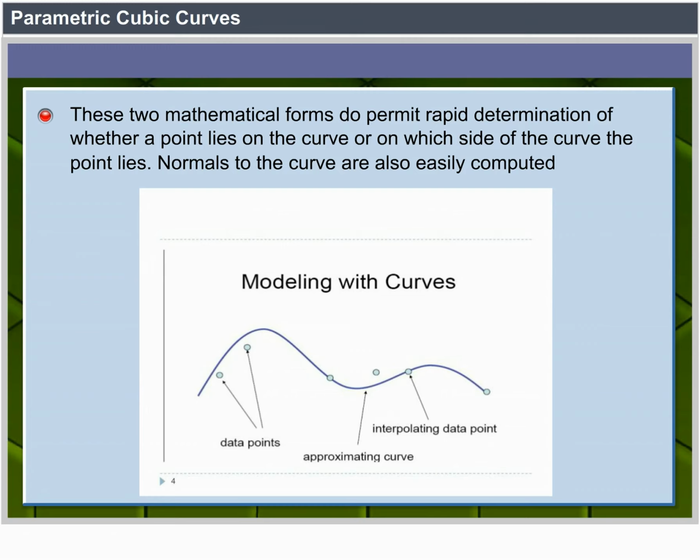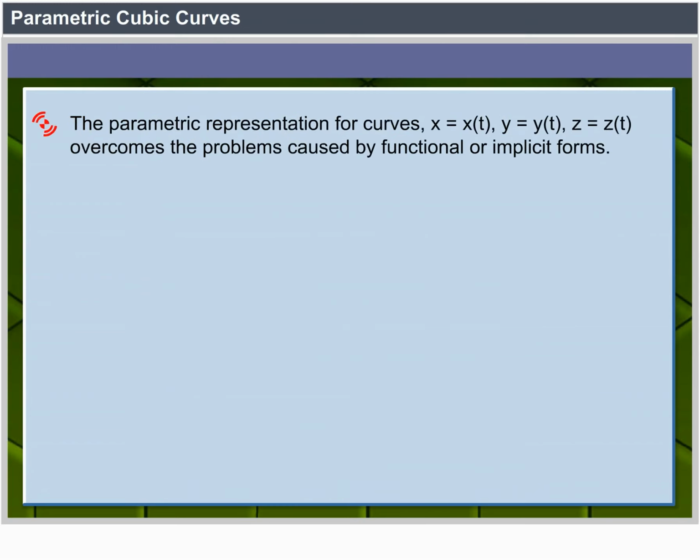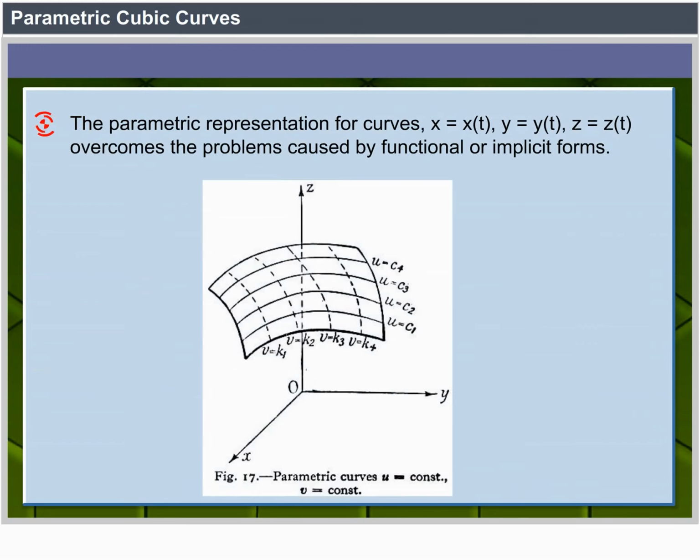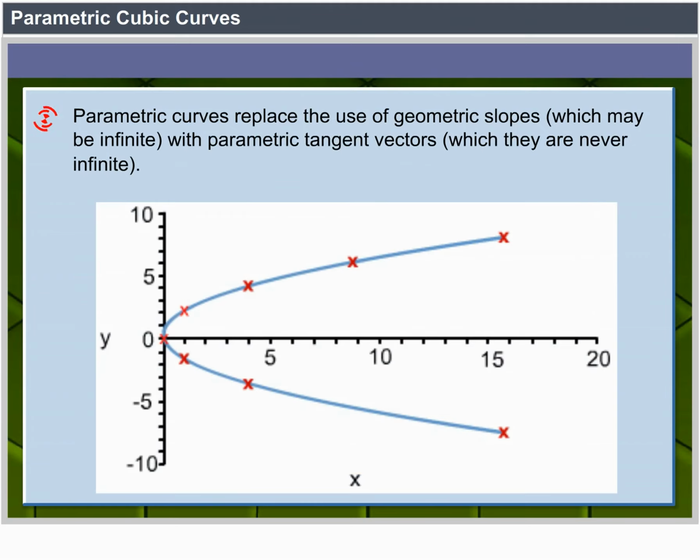The parametric representation for curves, x equals x of t, y equals y of t, z equals z of t, overcomes the problems caused by functional or implicit forms. Parametric curves replace the use of geometric slopes, which may be infinite, with parametric tangent vectors, which we shall see are never infinite.